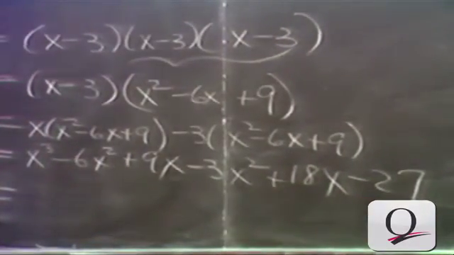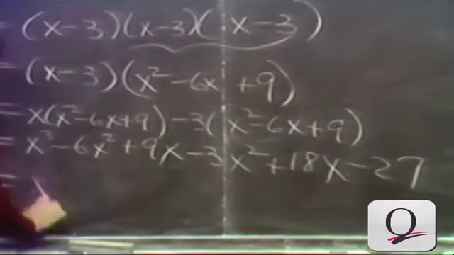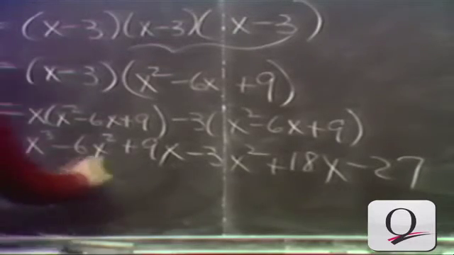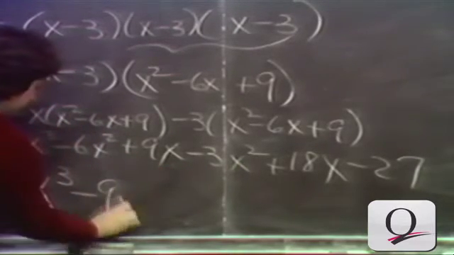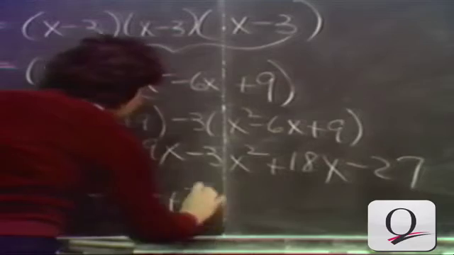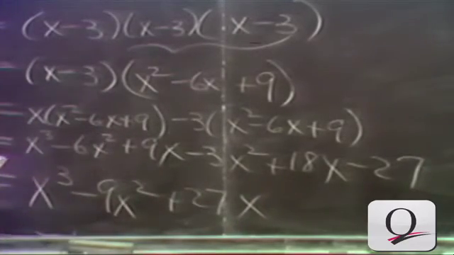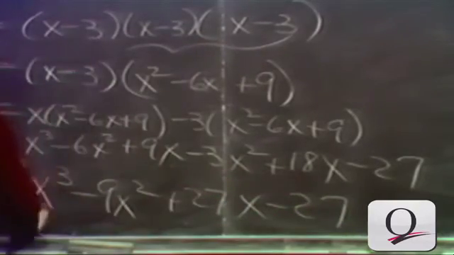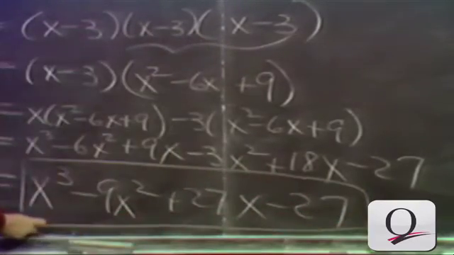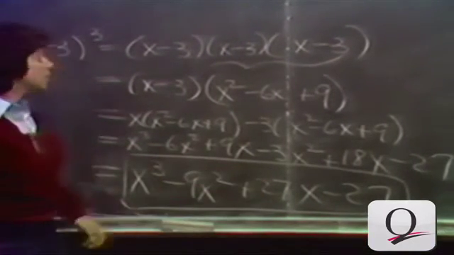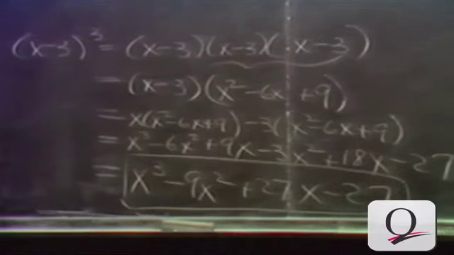And finally, combining like terms, well, it's the only term involving x cubed. We have a minus 6x squared and a minus 3x squared for a minus 9x squared. The x terms, we have a plus 9x and a plus 18x for plus 27x. And for the constant terms, we just have the minus 27. So here we have x minus 3 quantity cubed, and you see it's a lot more involved than just x cubed minus 27. And this brings us to the end of our tape.